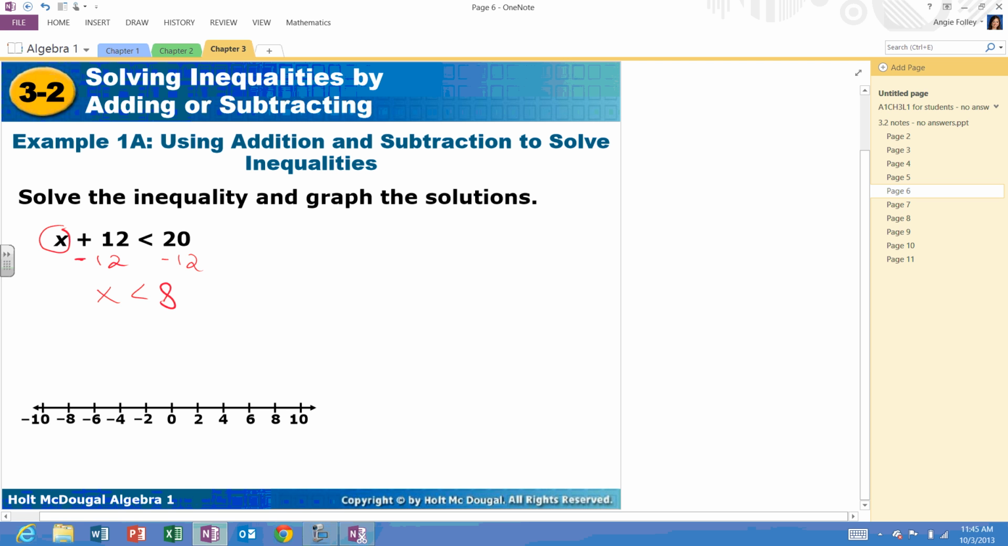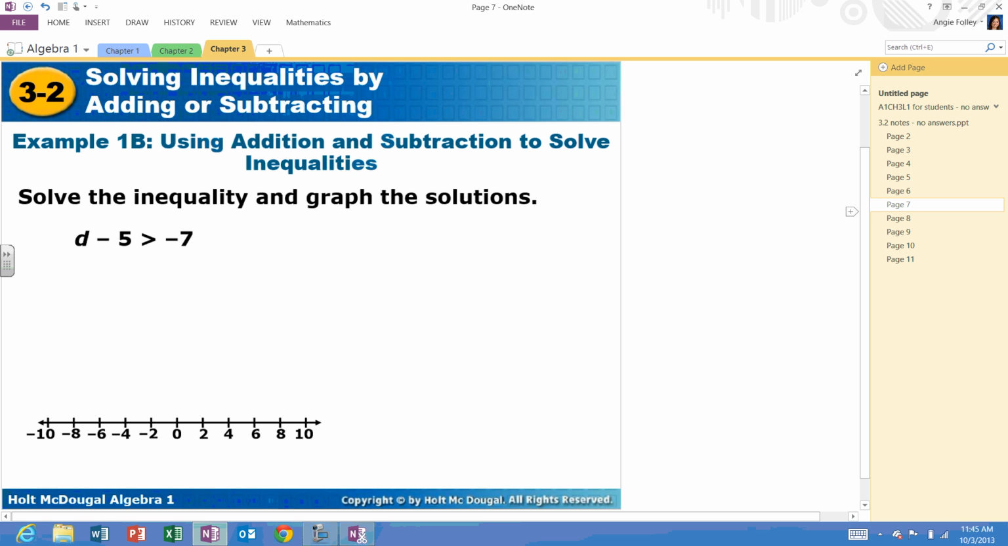Okay, so now we have x is less than 8, and we're going to plot it. We need to decide if we're going to have an open or closed circle at 8. Well, since it's only less than, it's not telling us it's less than or equal to, we're going to include an open circle at 8. And then it says x is all the numbers less than 8. So remember, if it's less than, it's on the left side of the number. They're getting smaller on the left side, so we're going to color everything on the left. Okay?